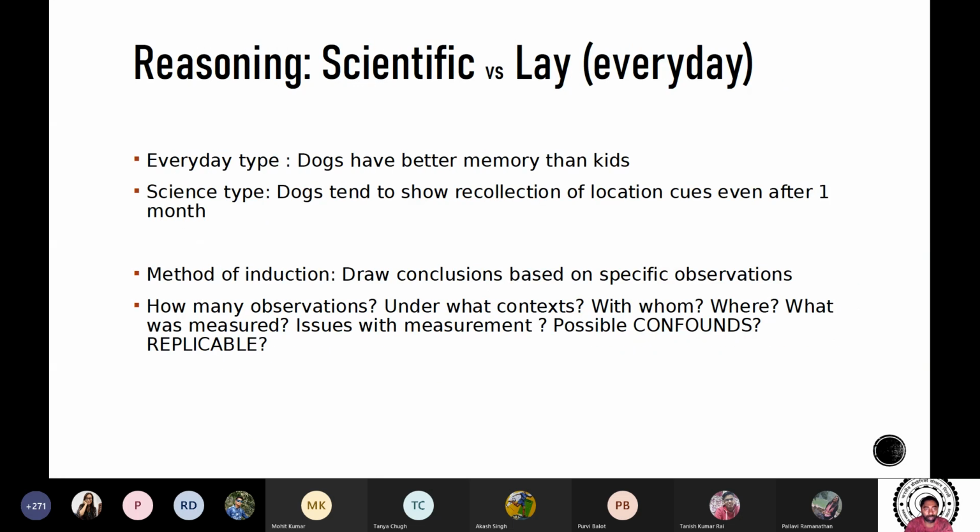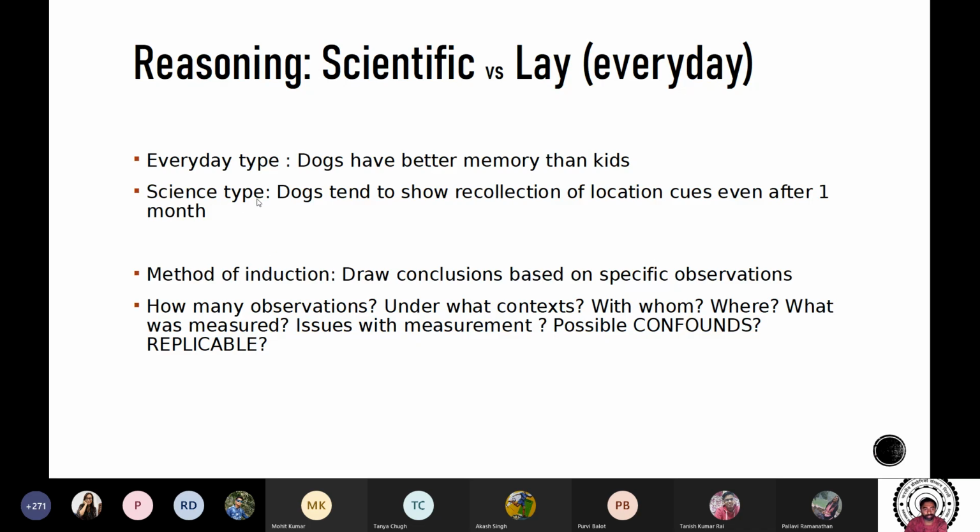So these are a couple of examples of what I mean by lay theories or everyday theories of everything. Let's say we are talking about dogs. I hear this a lot because we interact with dogs a lot. A random person will come and say, dogs have better memory than kids. How many of you think it's true? Scientifically true? A lot of people I have heard saying this. I don't know if you have heard.